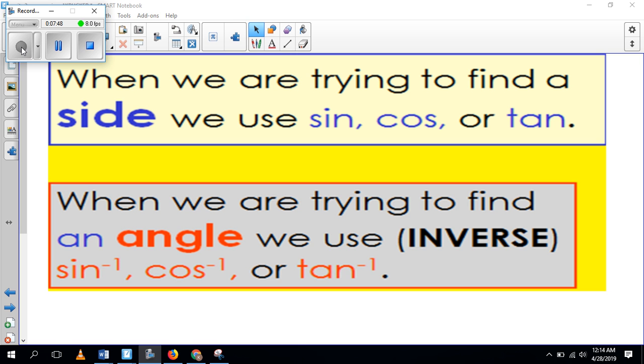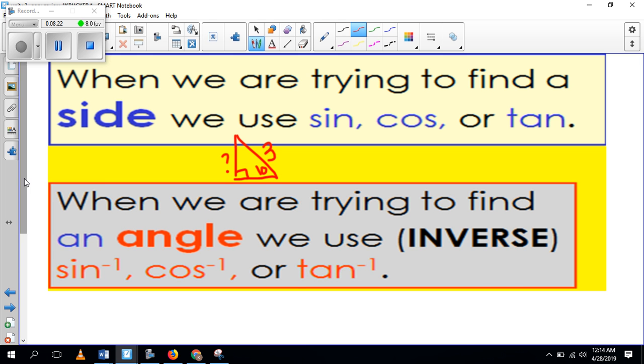Okay, so the next section of Unit 2 talks about when we are trying to find a side. When they're talking about finding a side, you have a triangle, and I may give you an angle of 10, and I may give you 3 here, and just say maybe a question mark here. So that's what we're talking about, a side. I'm trying to find a side. We're going to use sine, cosine, and tan.